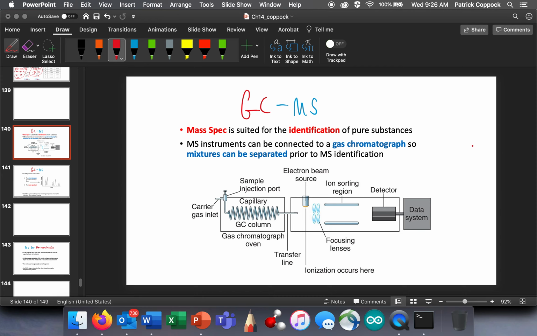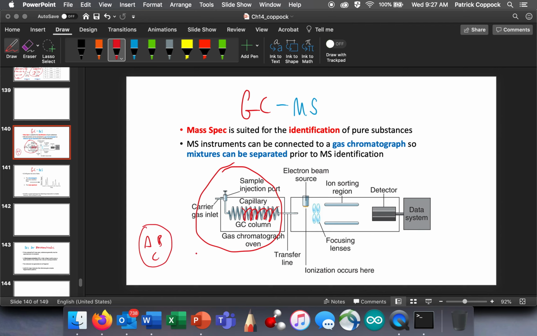So we connect another method to it called gas chromatography. Here's the gas chromatograph, okay? In gas chromatography, what we do is we inject a sample into some kind of a line, and in the line the components get separated. Okay, so you start out with a mix of like A, B, and C.